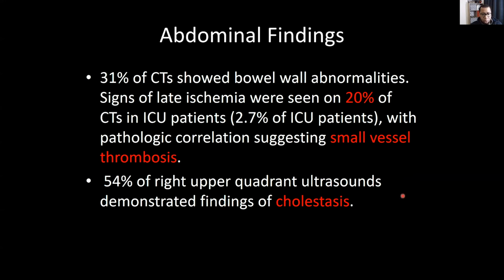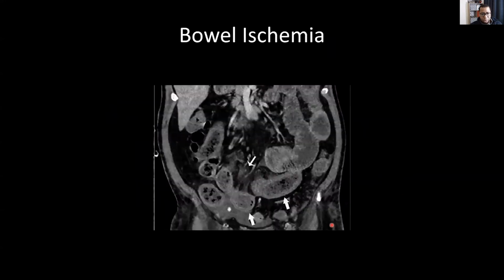54% of right upper quadrant ultrasounds demonstrated findings of cholestasis. Okay, so abdominal findings should not be ignored in patients who present with possible COVID-19 infection. This just shows some sequelae of ischemia: some mural thickening, bowel edema, surrounding fluid, and mesenteric engorgement.